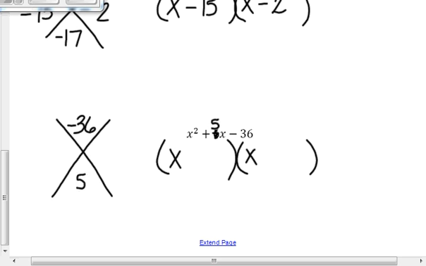Well, we know that 9 and 4 multiply to give us 36, and 9 minus 4 gives us 5. So then since 5 is positive, we want our largest term to be positive, so 4 will be negative. 9 times the negative 4 gives us negative 36, and 9 minus 4 gives us a positive 5. So we have x plus 9 and x minus 4.